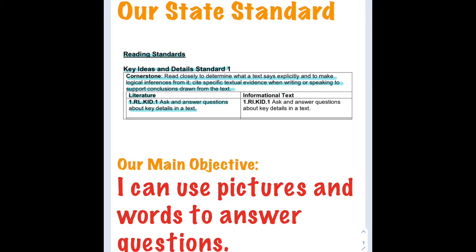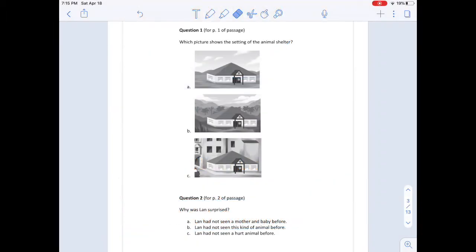In answering the questions today, we're going to review how to use text evidence to answer questions. Here is our state standard, and our main objective for what we are doing today is: I can use pictures and words to answer questions. Okay, boys and girls, are we ready to answer those questions? Let's do this. Question number 1. Which picture shows the setting of the animal shelter?